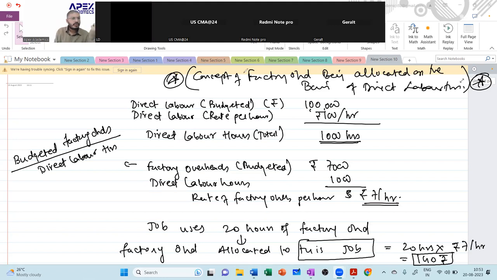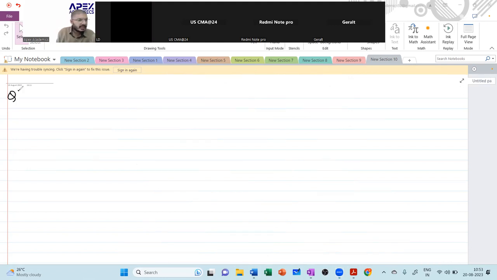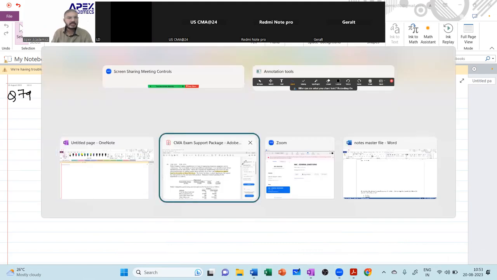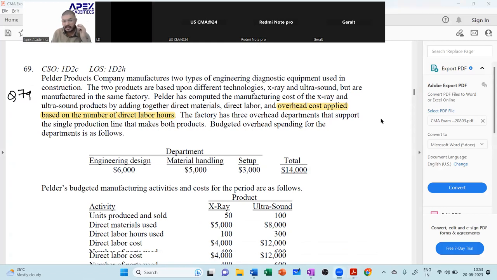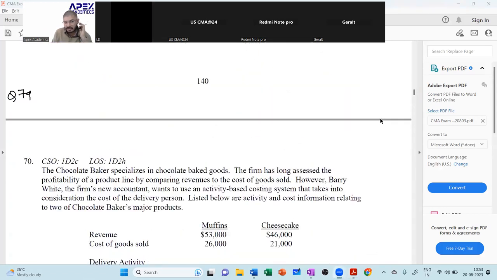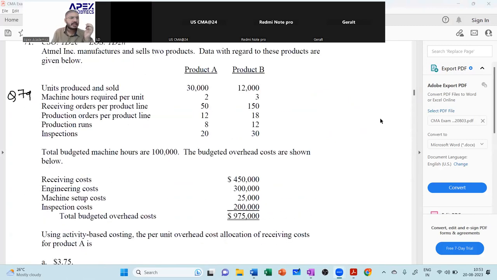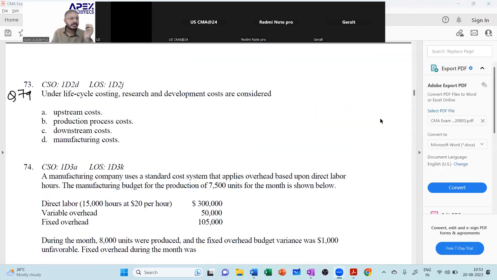Now, instead of doing the question that I was reading, let's go to question number 79. Why? Because I will be able to discuss this concept with you right here itself. Let's take a look at question number 79.